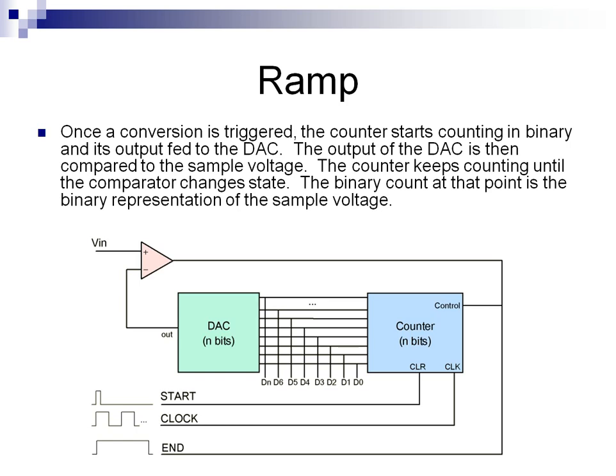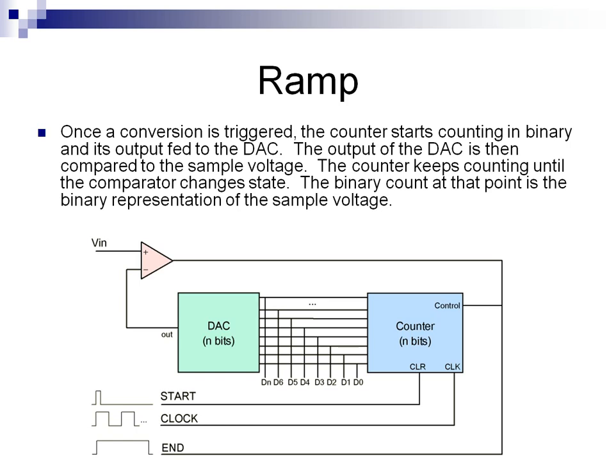Now, one of the problems with this approach is that if you have a VIN that's fairly close to zero, say like a volt, as opposed to another signal that might be a little bit further away, like say 4 volts, which voltage would the counter arrive at sooner? Because it's counting up, right? And let's just say that this particular ADC is supposed to work between 0 and 5 volts. That's the conversion range of it, from 0 to 5 volts.